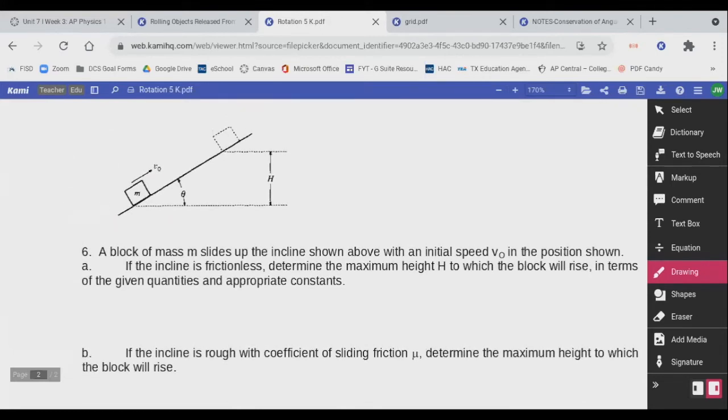So we have a block of mass M that slides up the incline. A little bit backwards from what we're used to. Usually a block's sitting on top and converts its potential to kinetic energy as it slides down, but this is reverse. We can handle it. A block of mass M slides up an incline shown above with an initial speed of V naught in the position shown. If the incline is frictionless, that's a gift. Determine the maximum height to which the block will rise in terms of the given quantities and appropriate constants.